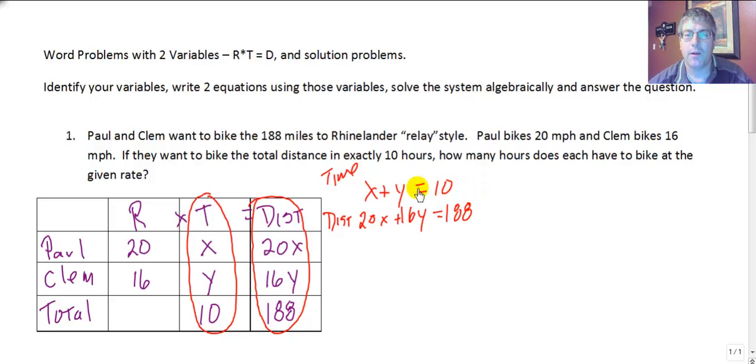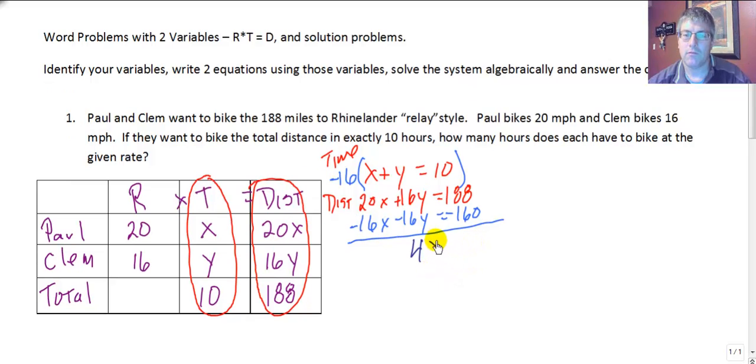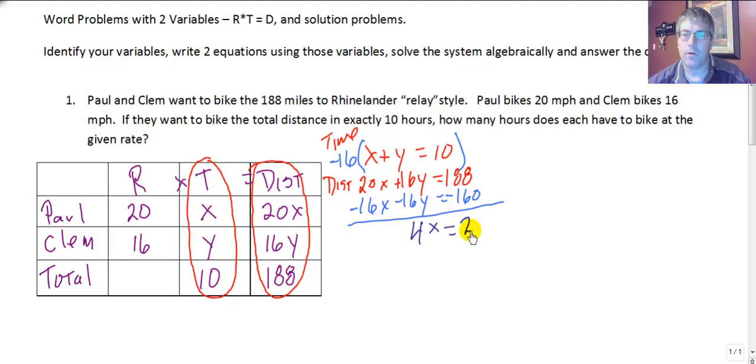I, of course, am going to use linear combination, and I'm going to multiply my top equation, my time equation, by negative 16. So I get negative 16x minus 16y equals negative 160. And I can add my two equations together. And when I do that, the y's will drop out. The elimination method works perfectly here. And we get 4x equals 28.